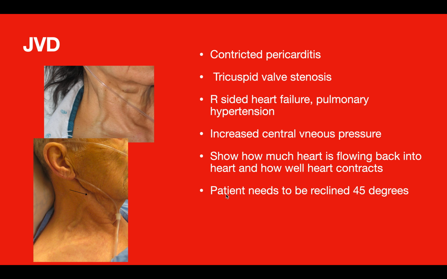And you identify this by getting the patient in a semi-recumbent position, reclining them at about 45 degrees, letting them relax, and taking a peek at their neck. There's going to be a big old vein popping out, and it's very obvious. And in bad cases, you can actually see the pulse go through the vein.